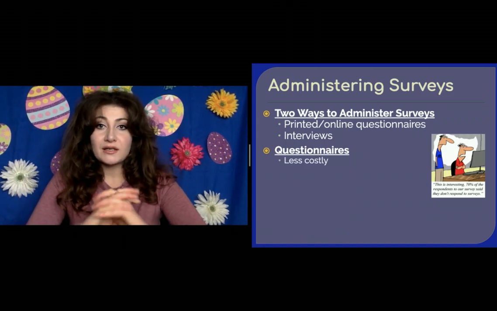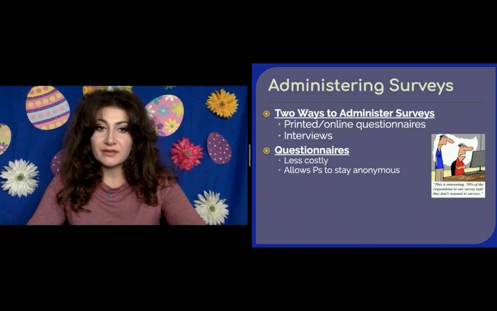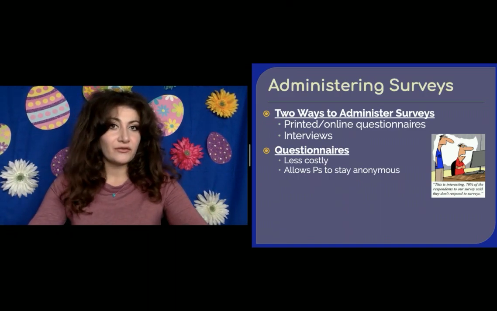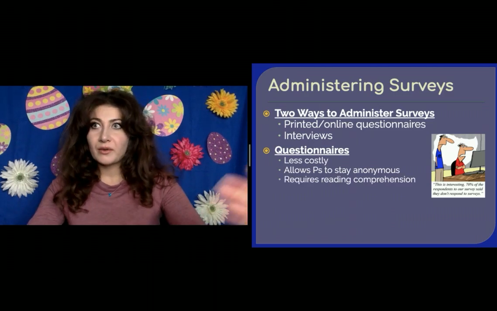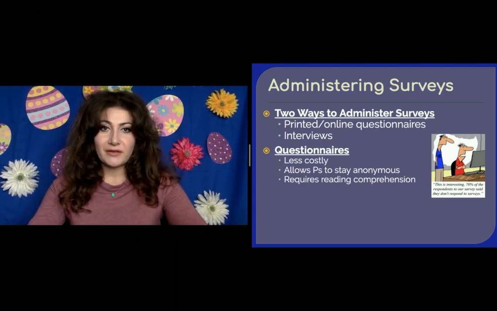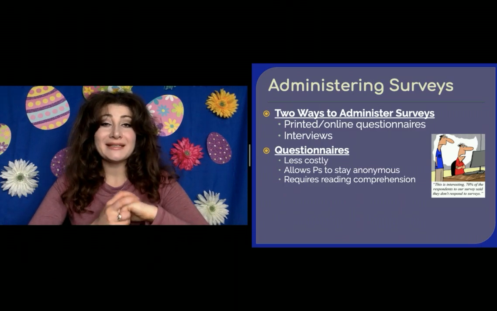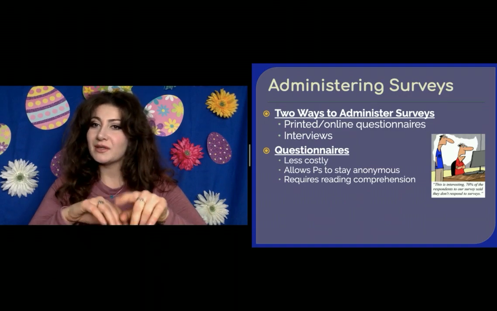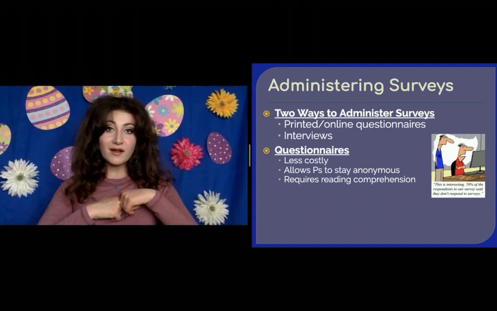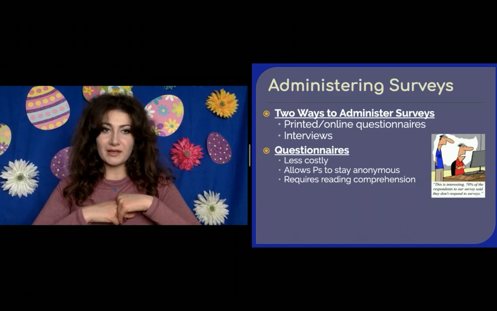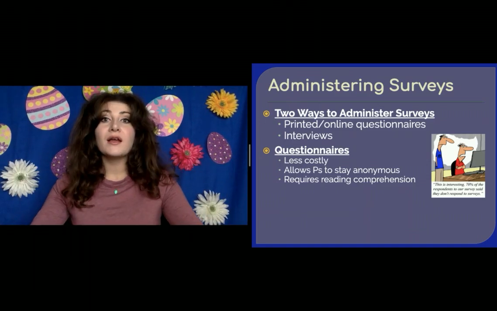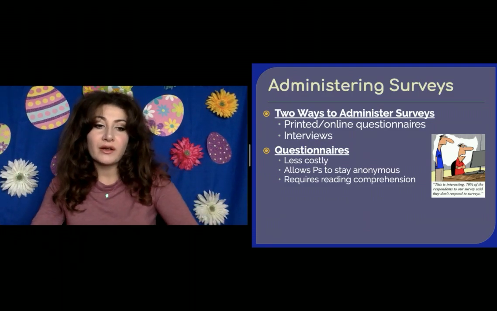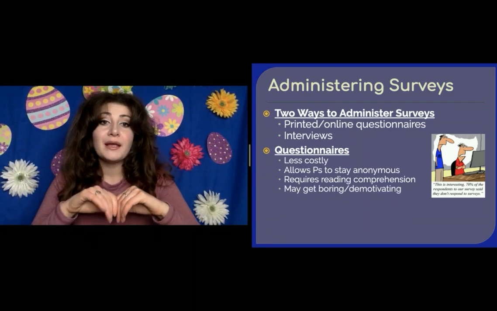So the questionnaires are typically less costly. They don't involve the researcher, and they allow the participants to stay anonymous, generally in the comfort of their own home or wherever they are. Nowadays, we see a lot of surveys on mobile devices. It does require reading comprehension on the part of the participant. So again, that's something that we can't control because we are not there. We're hoping for the best and assuming that they are able to comprehend what the questions are, and that they're answering the question based on their comprehension.